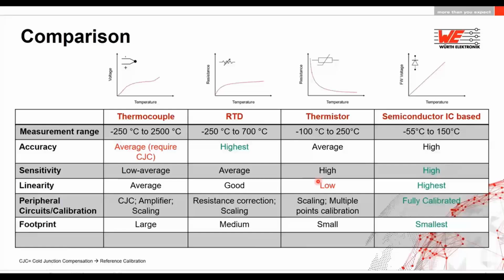The linearity, as you can see, of the thermistor and thermocouple is very non-linear. On the other hand, the semiconductor-based sensors are very much linear. A very important point is what peripherals, circuits or calibration you require when you use these kinds of sensors. For thermocouples, as we discussed, you need the cold junction compensation, you also need the amplification of the millivolt output, and then you have to scale. Sometimes, when you need the digital output, you also need an ADC converter.